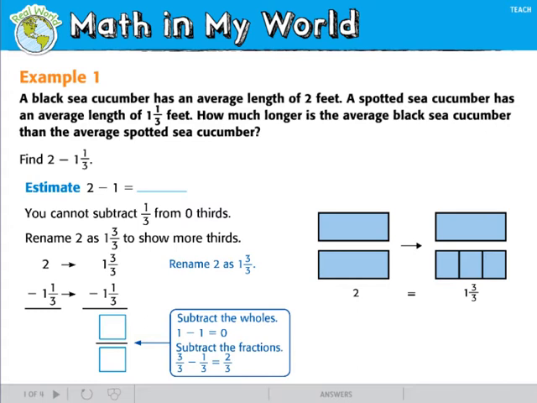Alright, so our first example is a black sea cucumber has an average length of 2 feet. A spotted sea cucumber has an average length of 1 1/3 feet. How much longer is the average black sea cucumber than the average spotted sea cucumber?